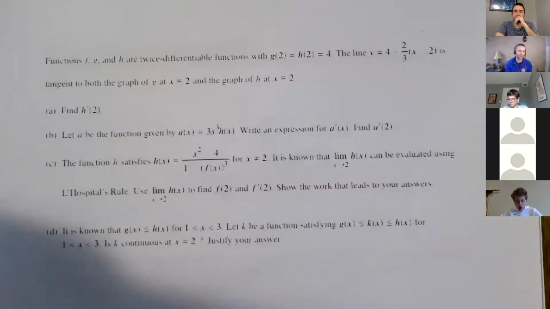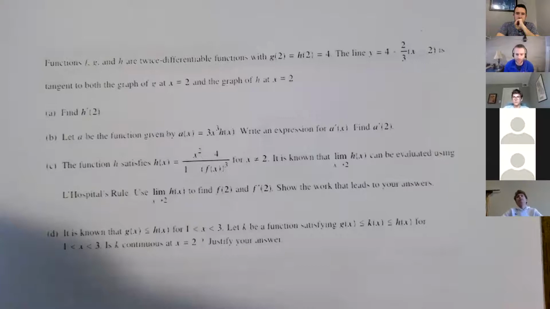Functions f, g, and h are twice differentiable functions with g of 2 equals h of 2, which equals 4. The line y equals 4, what is that, a minus? I've got to pull up my other document, sorry. I think it's supposed to be plus. Is it a plus? 4 plus 2/3 times x minus 2. Okay. Things are just going really slow on my computer right now. I guess I have too much stuff happening.